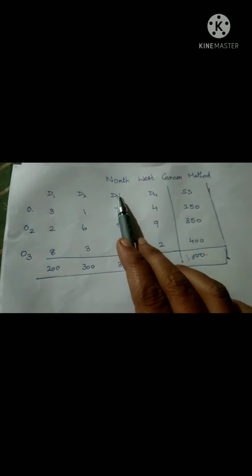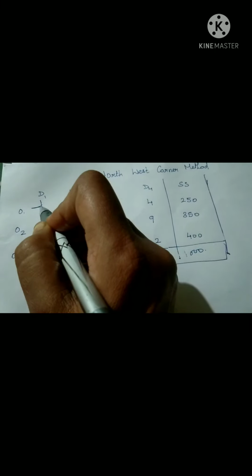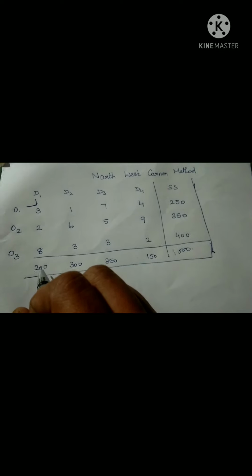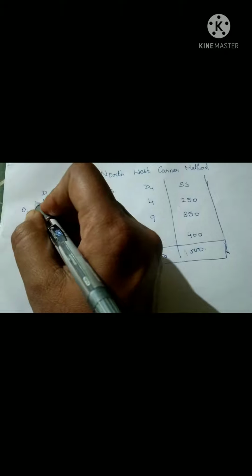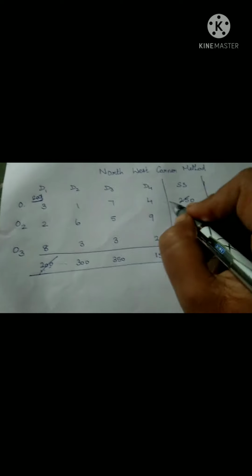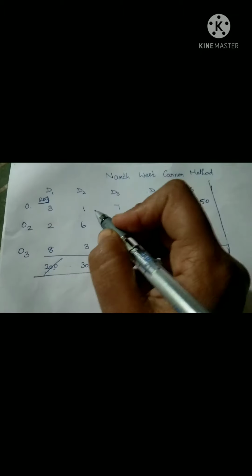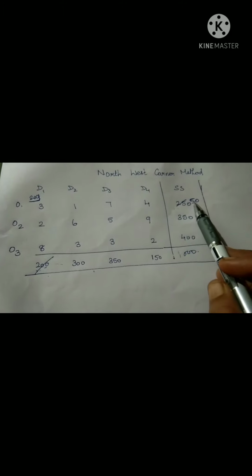Regarding the northwest corner method, the allocation should start from the north side, that is from the top. So here we have to compare the demand total along with the O1 total. Here, 200 and 250, we have to decide which one is lowest. So I am selecting 200 as the lowest, so I am allocating for the 3. Next, we need to find the balance: 250 deducted by 200 gives 50. Next, in D2 I have the total of 300 and in O1 I have the total of 50.